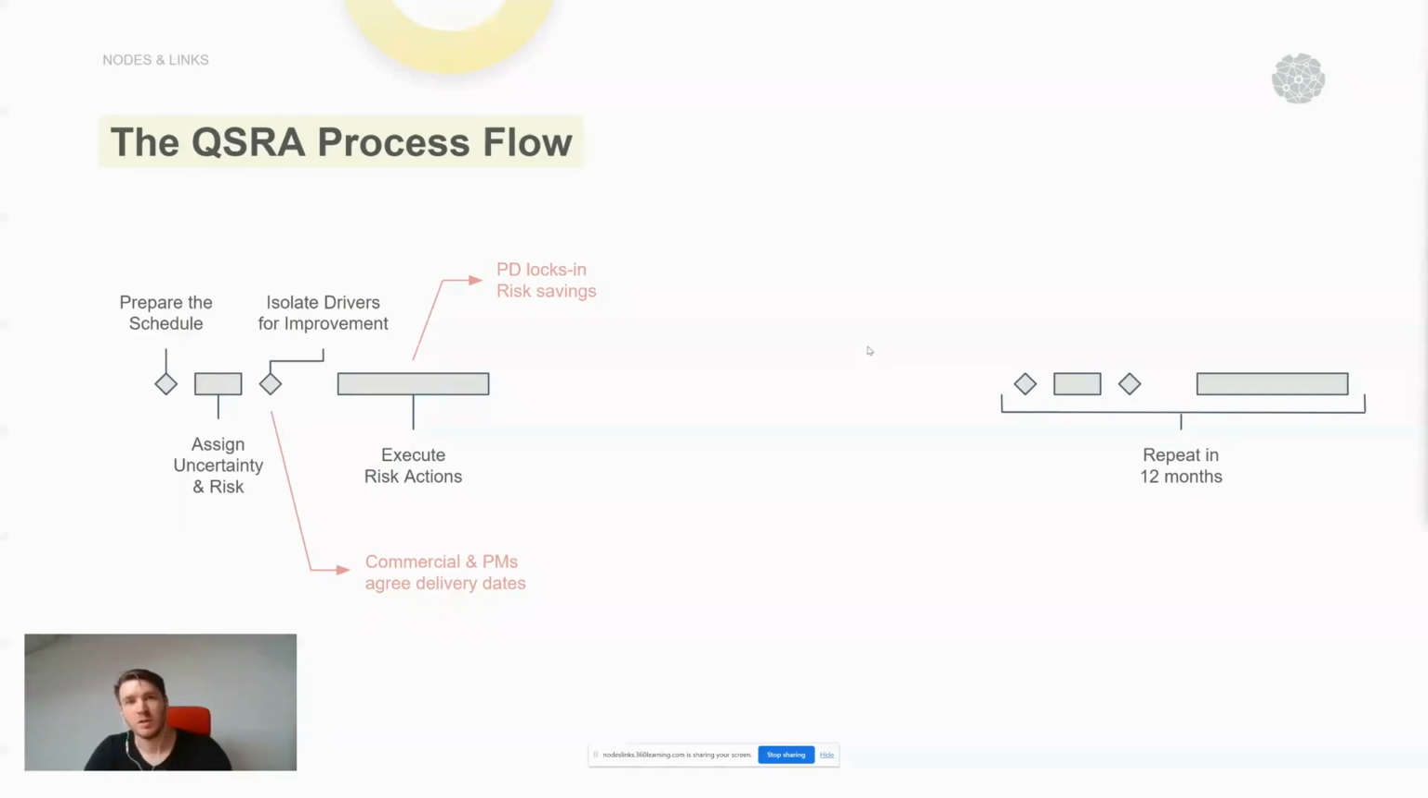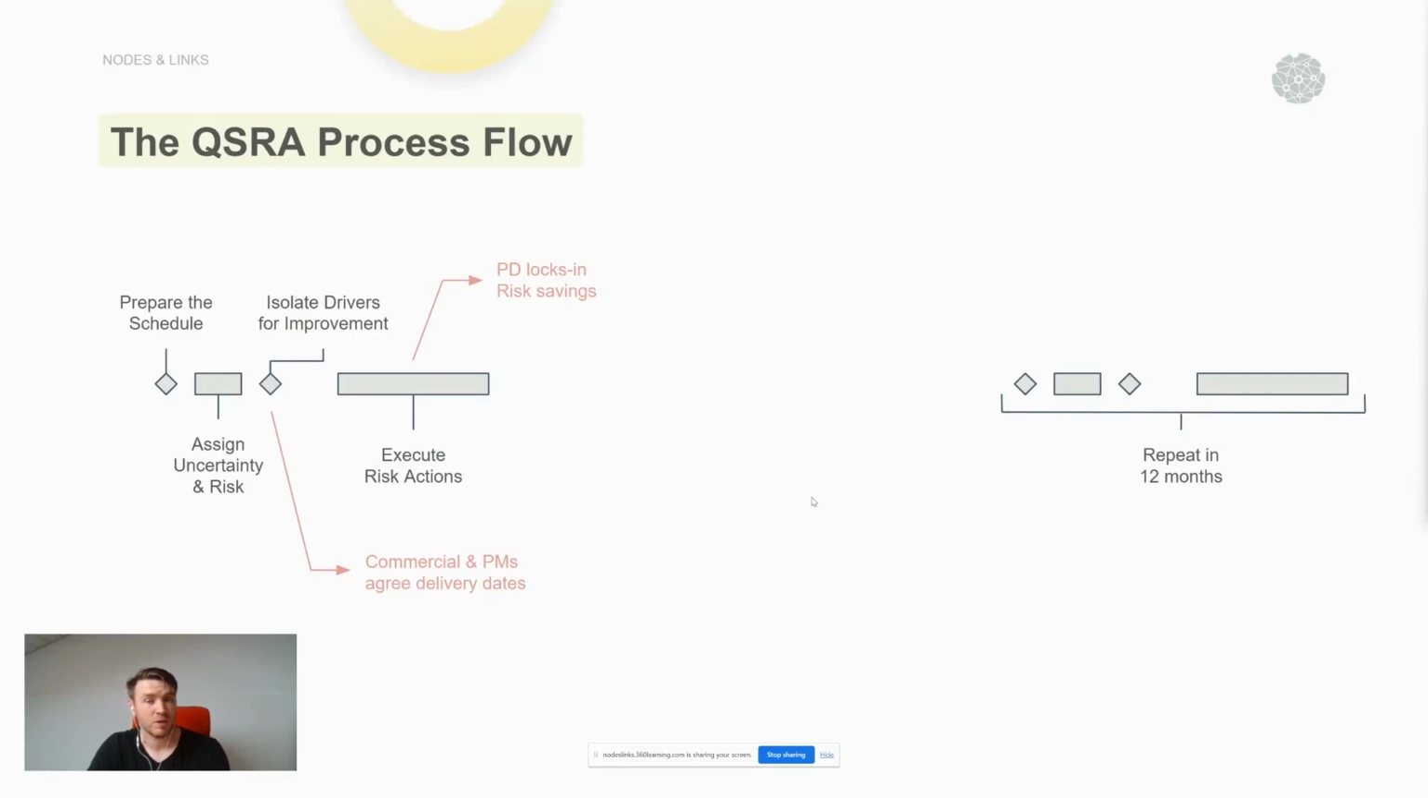What you can also decide is how often you want to run an AI QSRA, using what methodology, and when those are triggered. For example, this is the standard flow that we do today. We assign uncertainty and risk, we run the Monte Carlo simulation, we isolate the drivers for improvement, they can go off, for example, to commercials, then we send off to the risk team to execute the risk actions, and then after a period of time, we'll run it again.